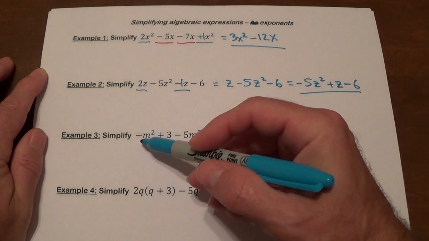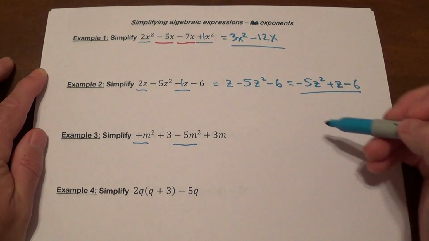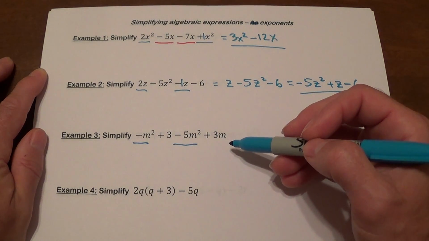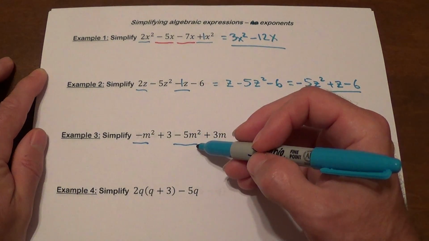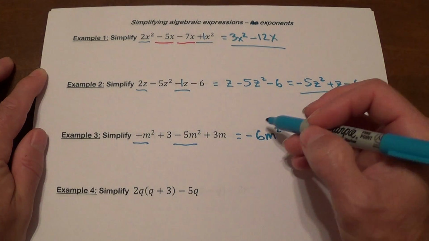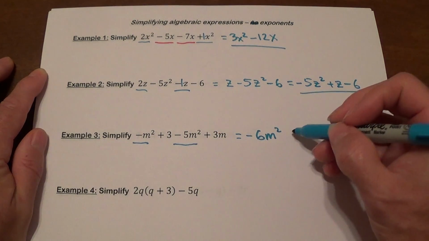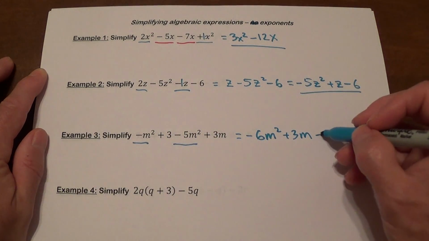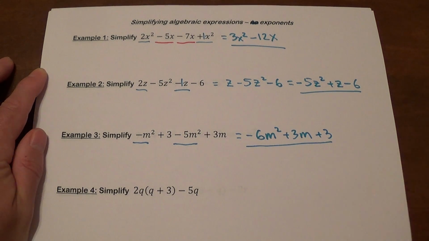Next problem. Negative m squared and negative 5m squared are going to be our like terms. 3 and 3m are not. They're going to be separate. So negative 1m squared minus 5m squared will give us negative 6m squared. Then the next term that we should have is m, so plus 3m, if we want to put it in standard form, and then plus 3. And we're done here.